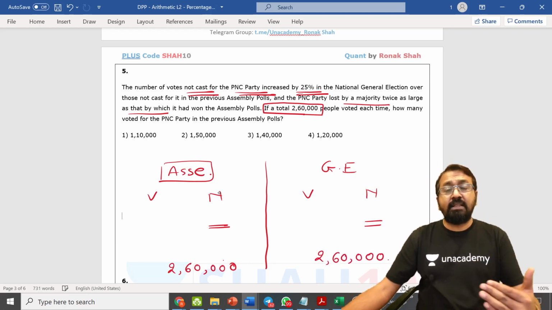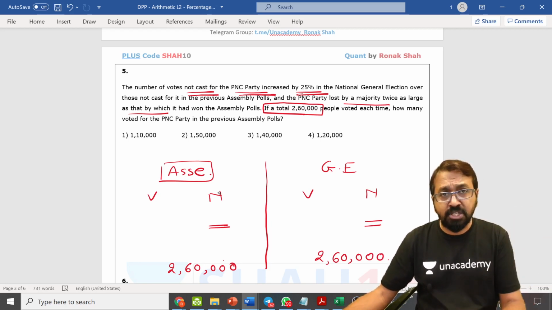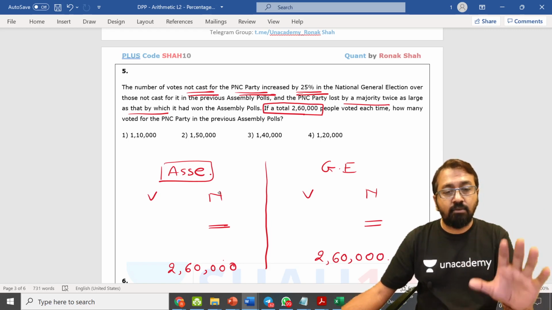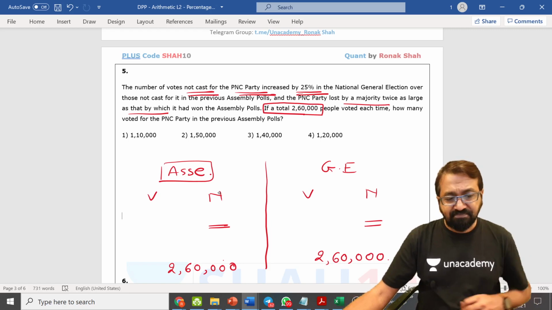In case you feel that this is going a little fast, you can pause the video over here, read the question once again, and then you can see what data I am putting on the screen. Okay, now let's go by answer option.